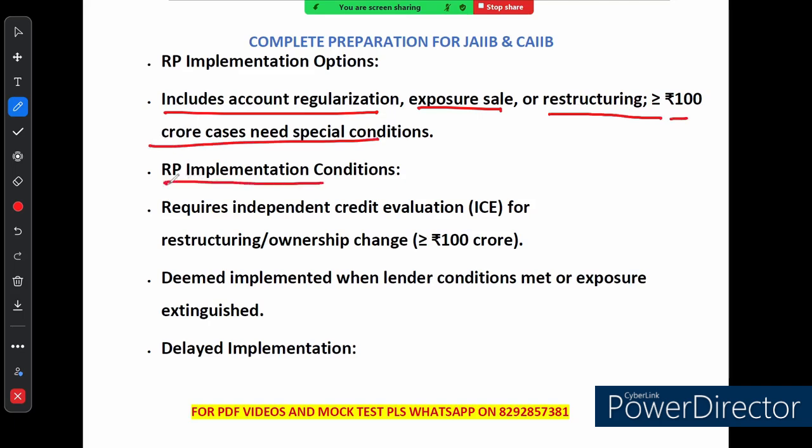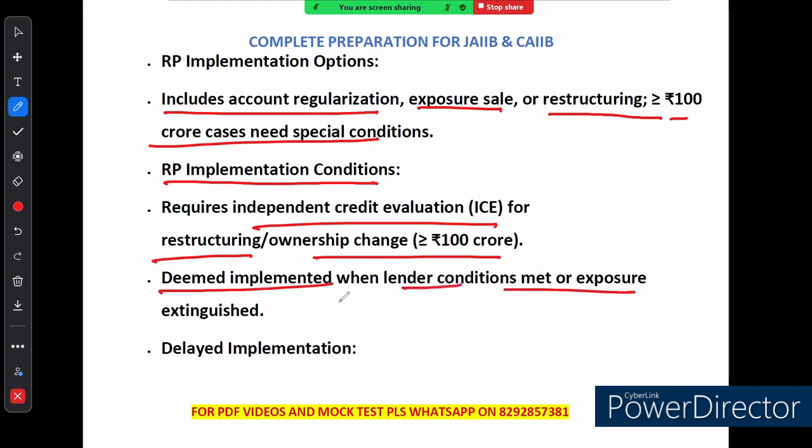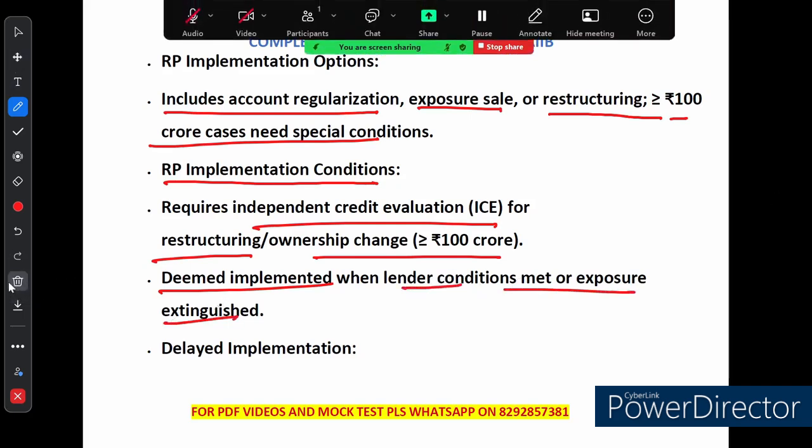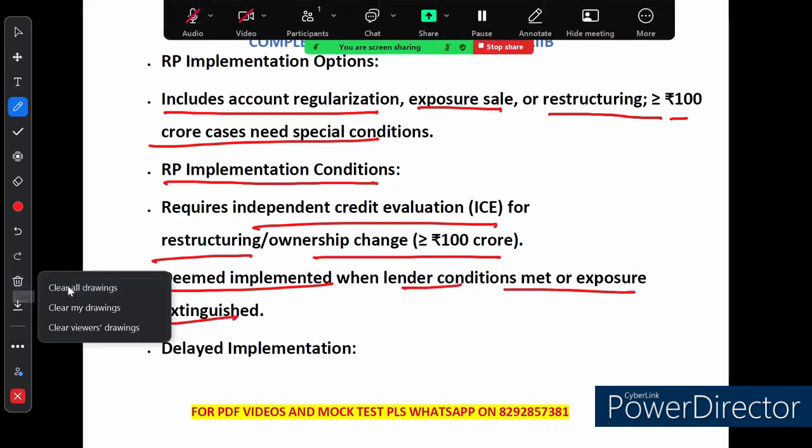Now, when it comes to implementing a resolution plan, an independent credit evaluation, that is called ICE, is required if the plan involves restructuring the loan or changing ownership, especially for the case of 100 crore or more. The resolution plan is considered implemented once all the lender conditions are met or if the loan is fully settled. This process ensures that large loans are handled with care and the bank's interests are protected.